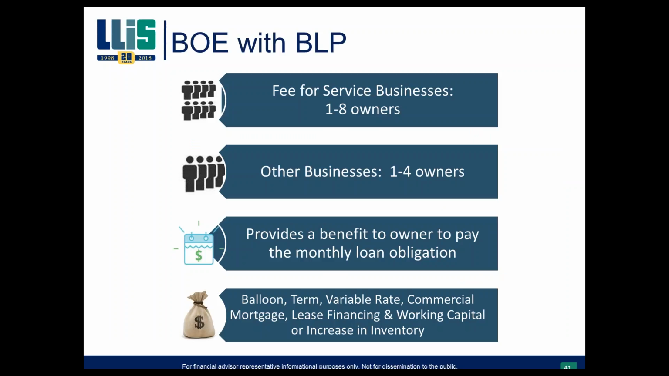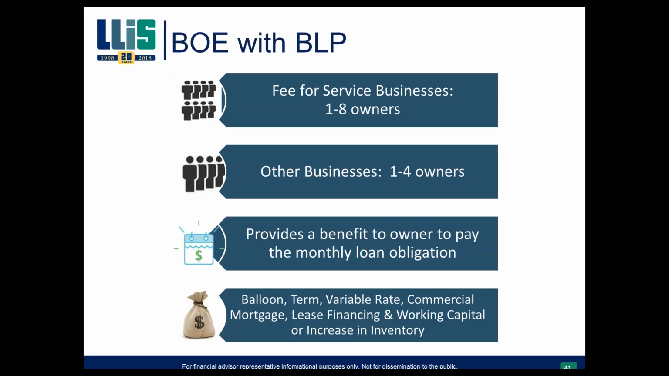Now, one of the nice features of the business overhead is it has a rider, and it's called the Business Loan Protection Rider. And you don't necessarily have to have a monthly benefit for the business overhead, like $15,000, $20,000, $30,000. You could just purchase the business overhead, zero it out, so that you can get the Business Loan Protection Rider. And this is designed for business owners that are fee-for-service, 1 to 8, other businesses 1 to 4, very similar to the BOE. What this does is it provides a monthly benefit for that loan that perhaps the owner took out. So they might have taken out a balloon loan.